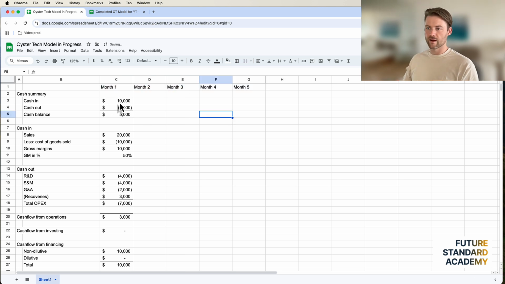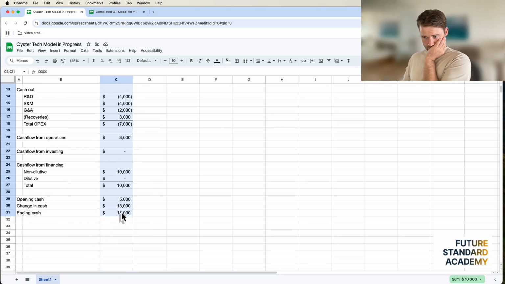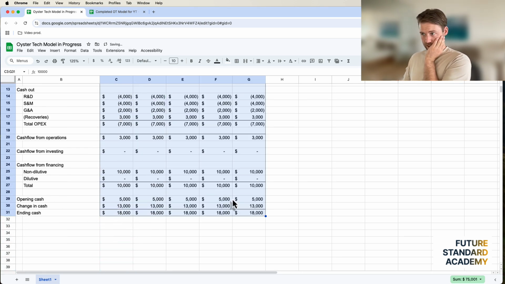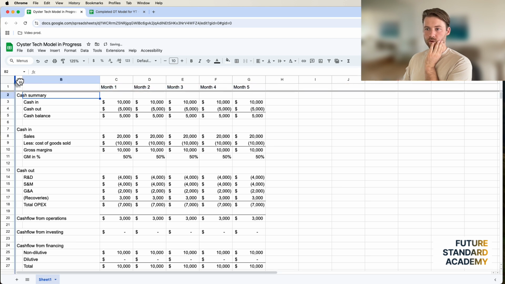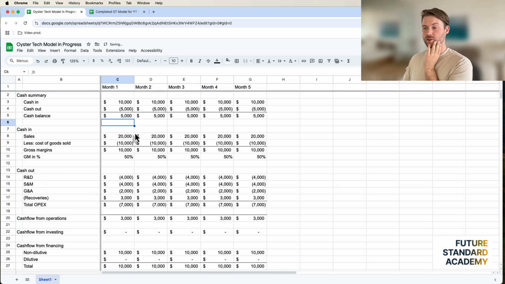I don't know. Let's go to 5 months just for the sake of being able to show you. We're going to bring that across here. I'm going to freeze this top pane. I'm going to freeze this going over. This is Google Sheets, by the way. I should probably mention that. So now you can see what's happening over time.